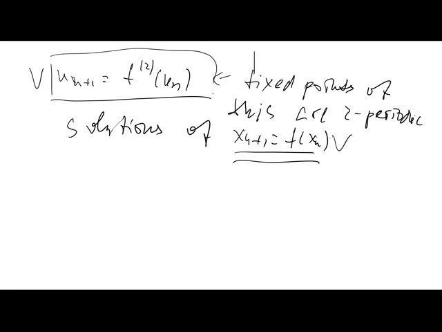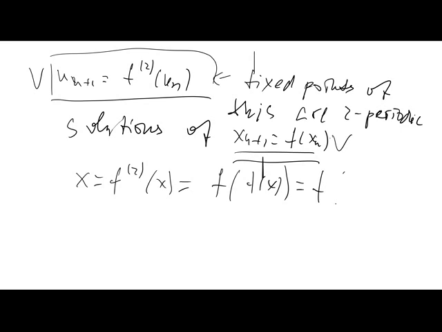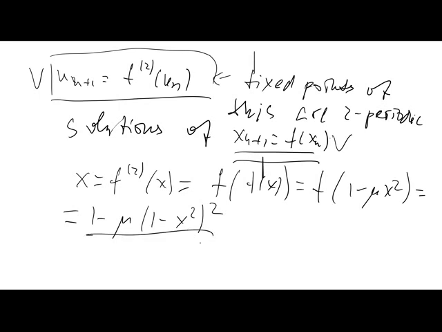So the fixed points of this are roots of this, x equal to f2 of x. And you just need to put in f of x. f of x was 1 minus mu x squared, yeah? So f of 1 minus mu x squared will be 1 minus mu, and instead of x you put again 1 minus x squared. So this is your equation. You will need to find roots of this equation.